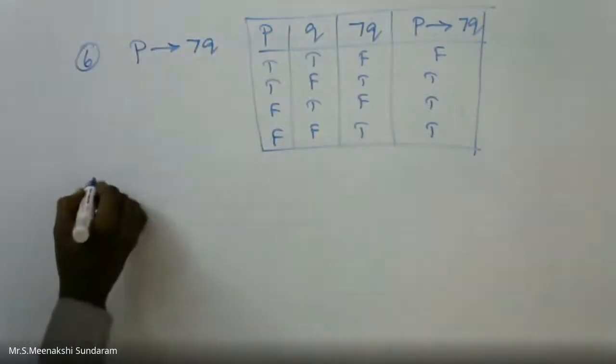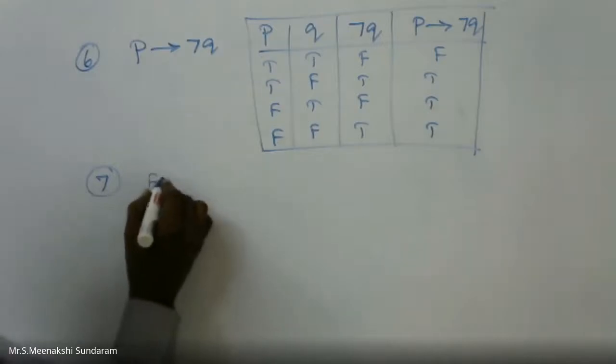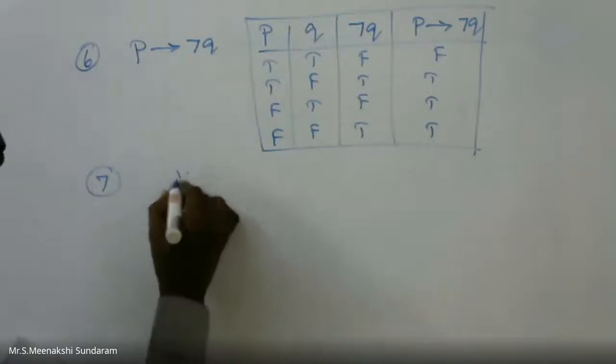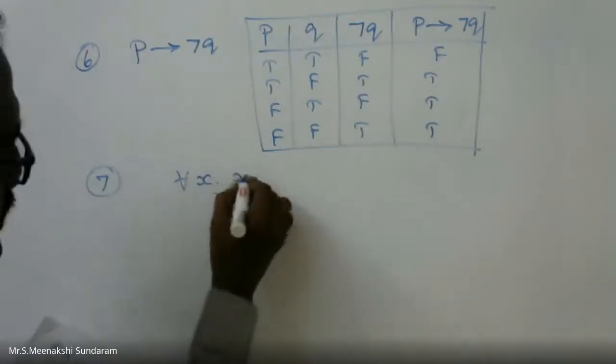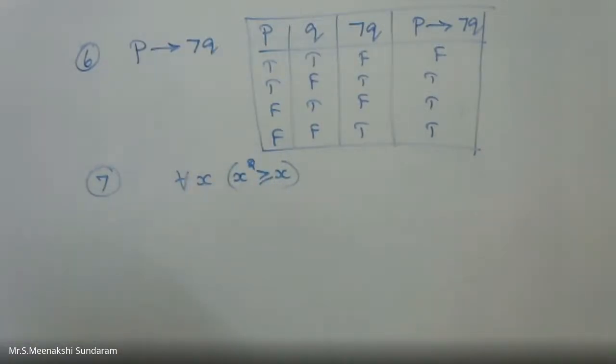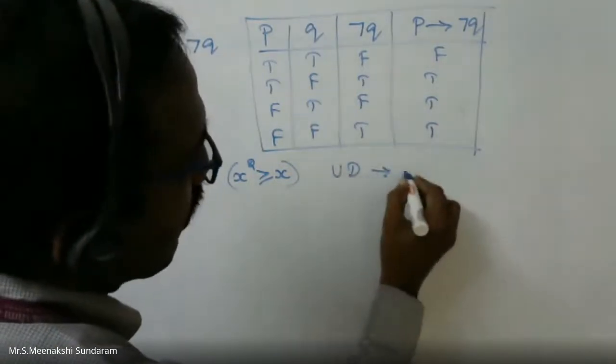That is your sixth question. Seventh one: find the truth value of the statement for all x, x square is greater than or equal to x, if the universe of discourse consists of all real numbers.